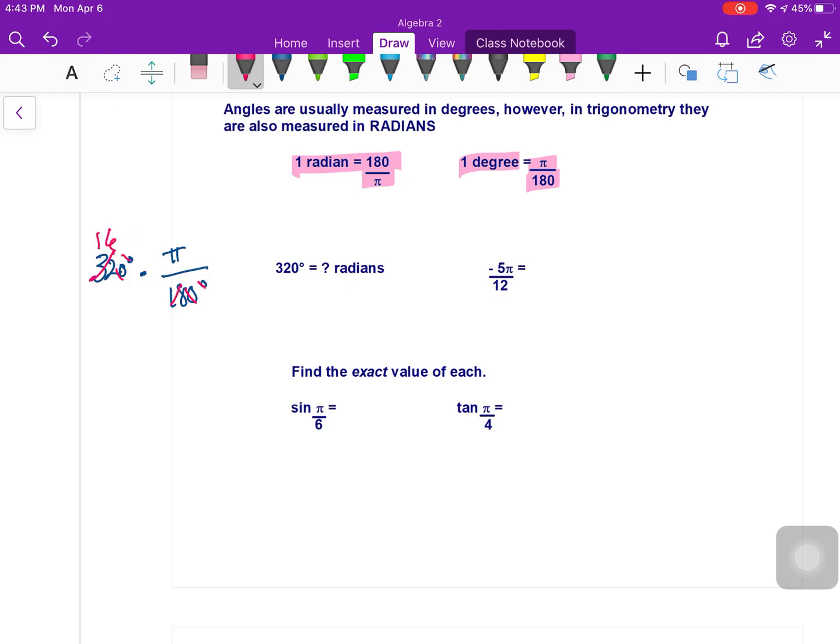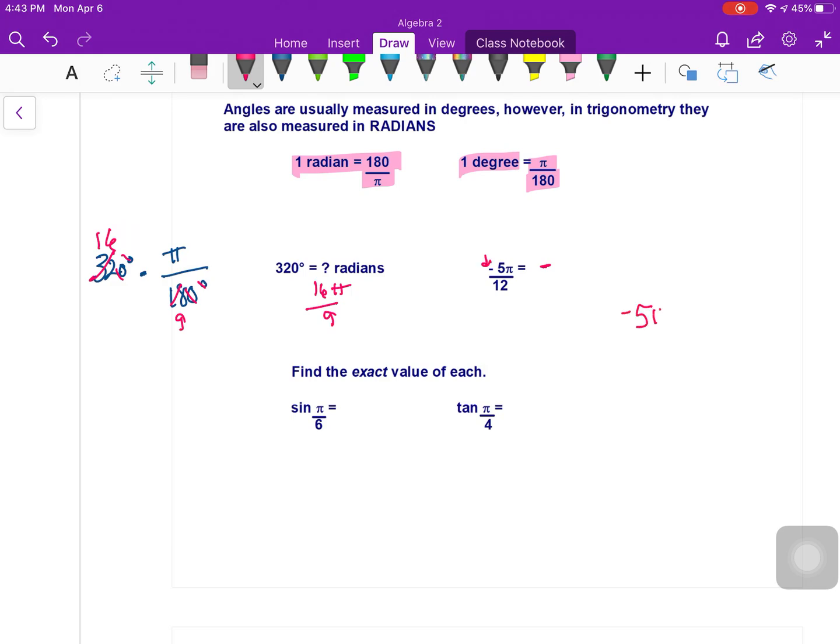By 2 to 16 and 9. So that leaves me with 16 pi over 9 radians. This one is in radians, so I'm going to switch it to degrees. And it's going to be negative because it starts as negative.